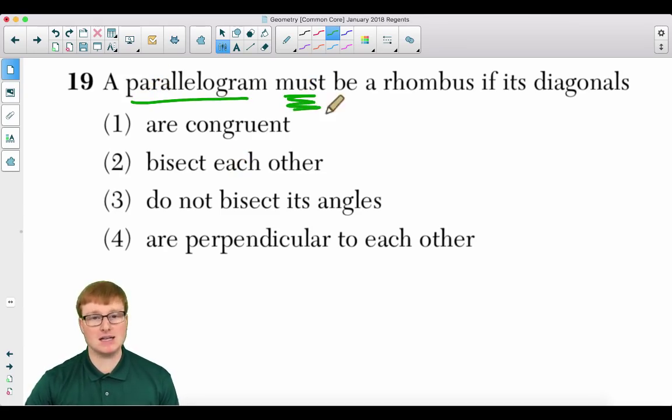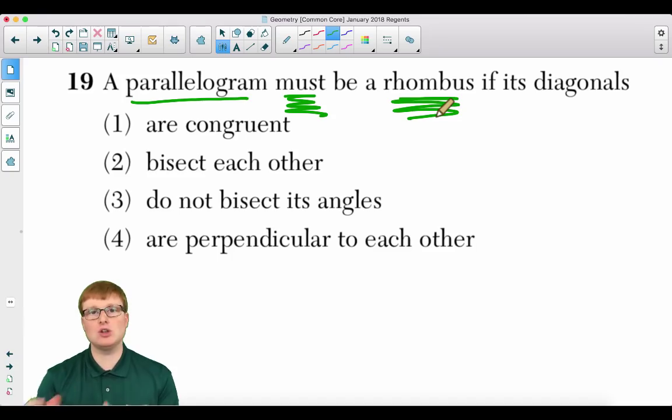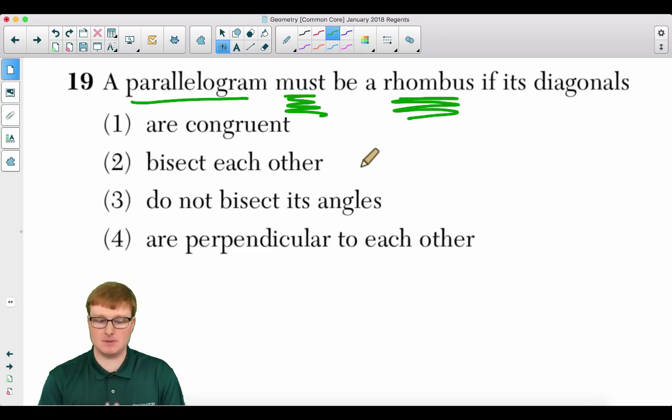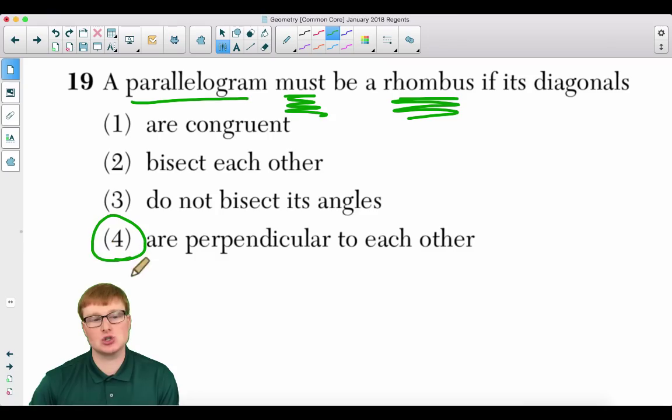A parallelogram must be a rhombus. So they're asking you, and this is troubling for most people, for the specific property that would make the parallelogram a rhombus. Okay, so in order for it to be a rhombus, what do the diagonals have to do? They have to be perpendicular to each other. They have to be perpendicular to each other. Your answer is choice 4.